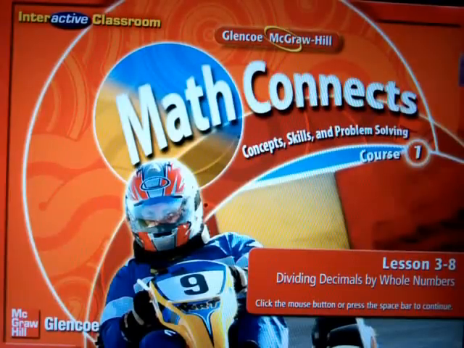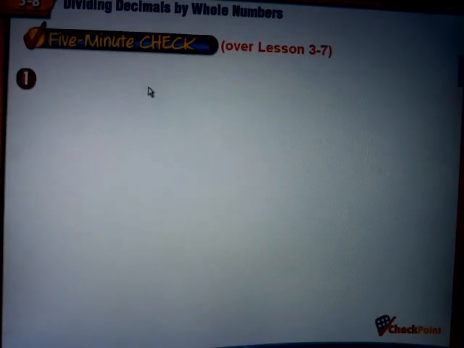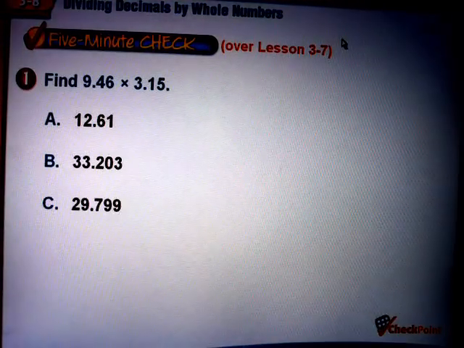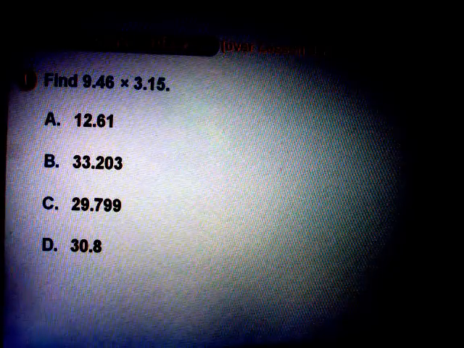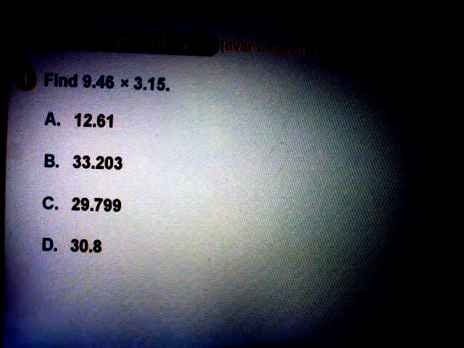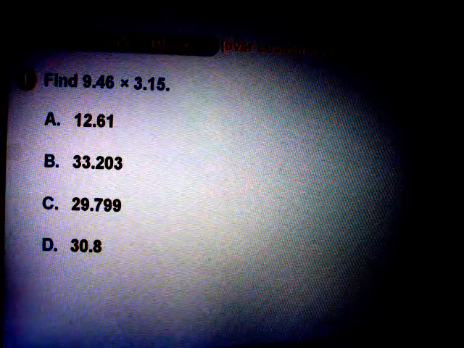Alright, this begins Chapter 3, Lesson 8, dealing with dividing decimals by whole numbers. Before we get into that, let's see, what do you remember from the previous lesson? So what is the product of 9 and 46 hundredths times 3 and 15 hundredths? Is the answer A, B, C, or D?